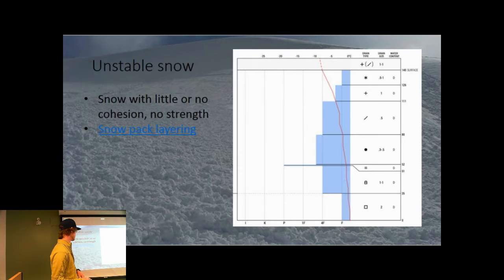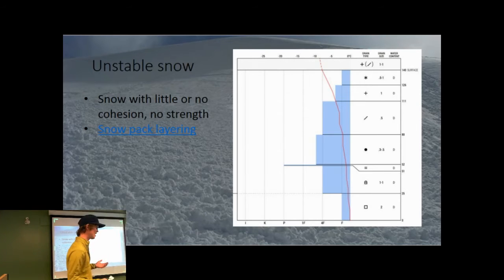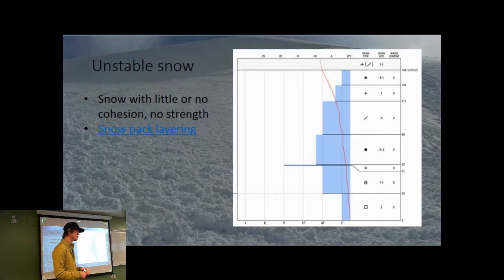But not all the snow is the same, obviously. Here's an example of a profile. So when we dig, we have to record all this in case something happens. This is our proof that we did our due diligence. We looked at the snow. Just a quick look at what's in there.